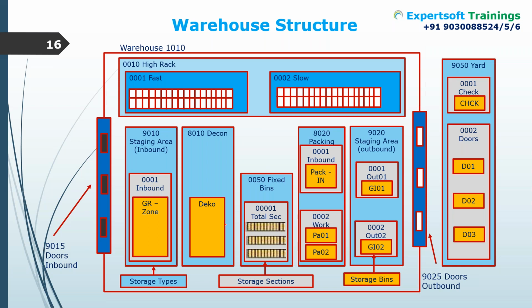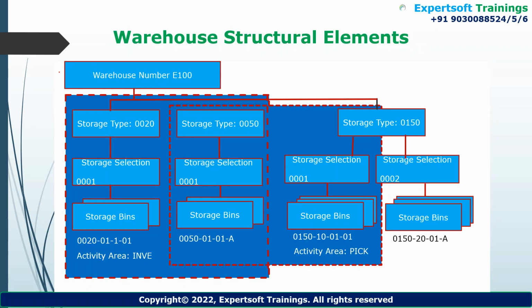bins. We'll see those things in our upcoming classes and why they are important, because this activity area will help us to identify or determine your storage type. It will also determine your warehouse order creation rule. There are a lot of things involved in that activity and activity area. We'll see it in detail, but in a generalized sense, you have your storage under your warehouse number.